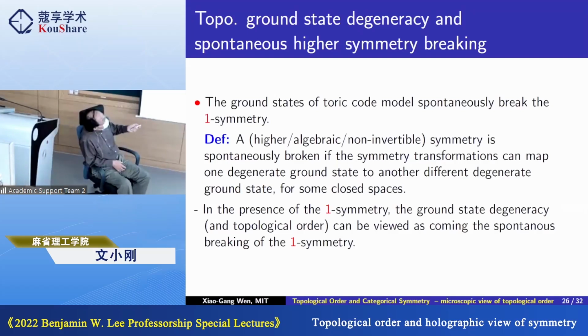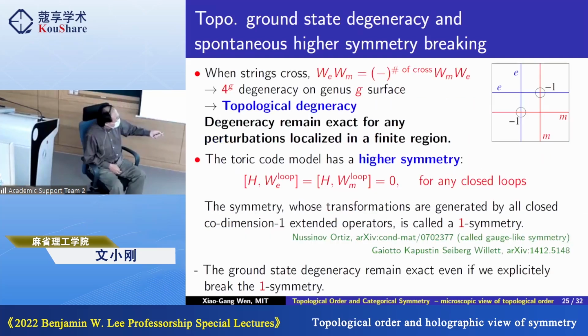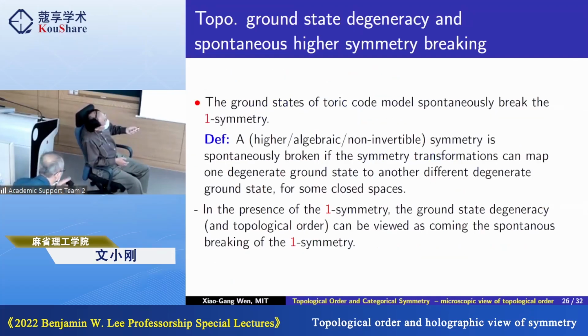Actually, this topological ground state degeneracy can be viewed as a spontaneous higher symmetry breaking. Basically that's in line with this first paper. We say that we have a Hamiltonian with some higher symmetry, and if this higher symmetry is spontaneously broken, then you get the degenerate ground states.